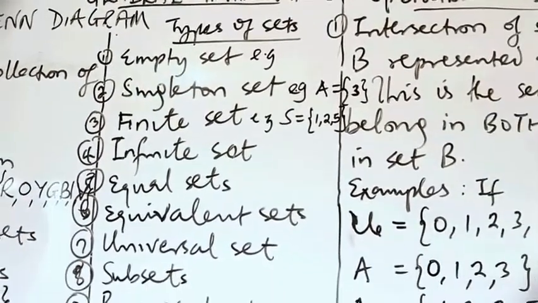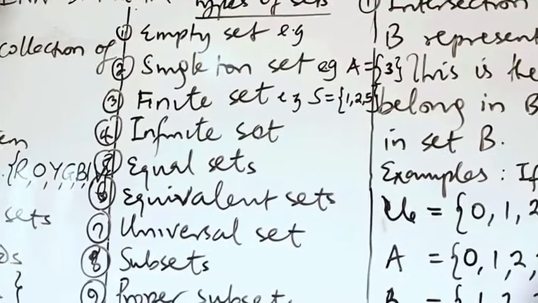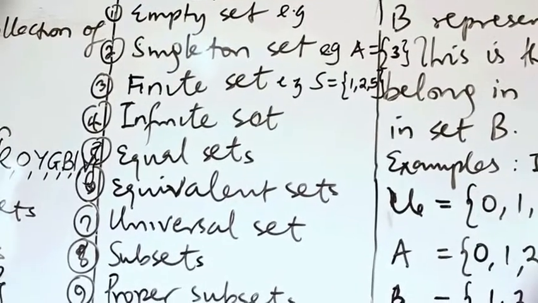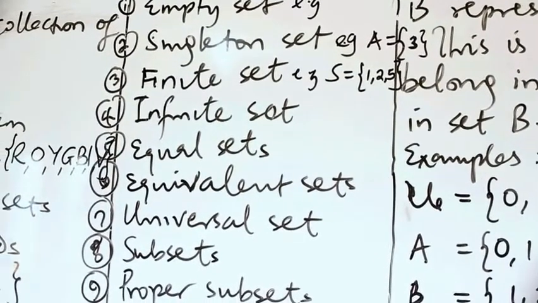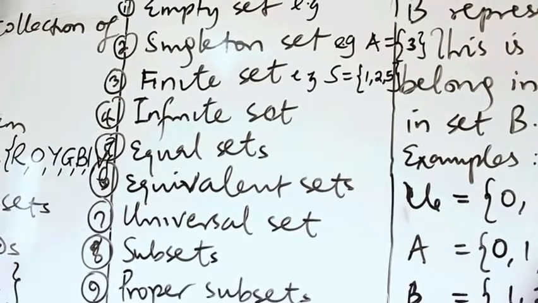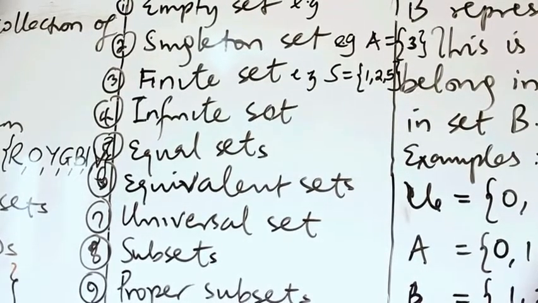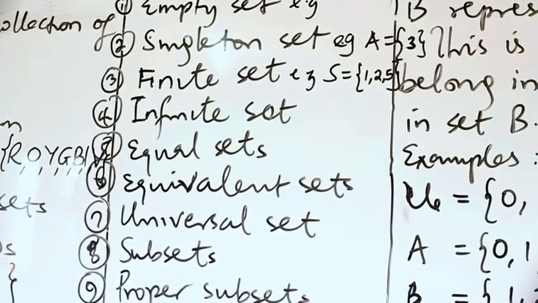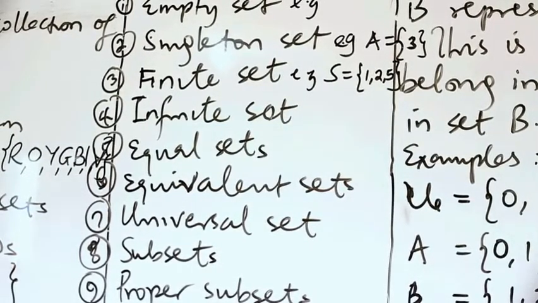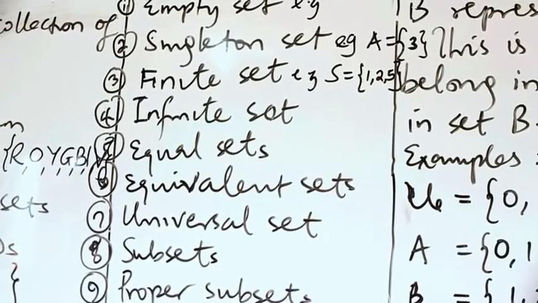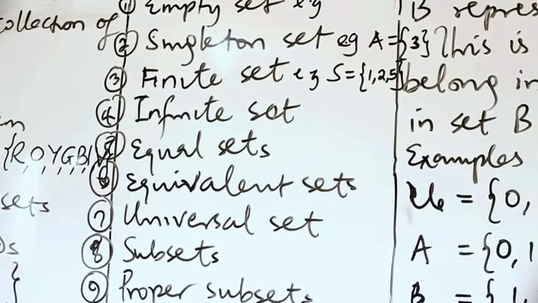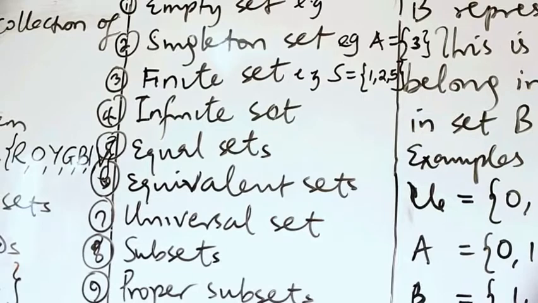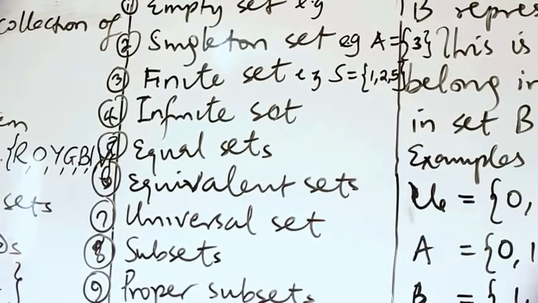Then we go to the fourth one, infinite set. It's a type of set with unlimited number of elements. In this one, the number of elements in it cannot be counted. For example, set of counting numbers. That is, set containing numbers from 1 to infinity. In that set, we cannot finish counting.